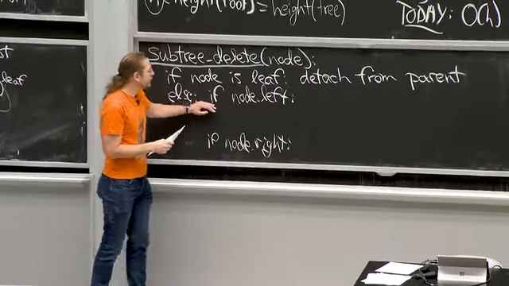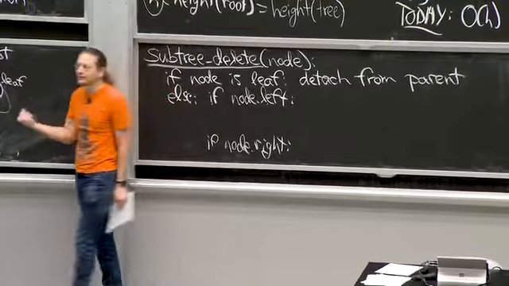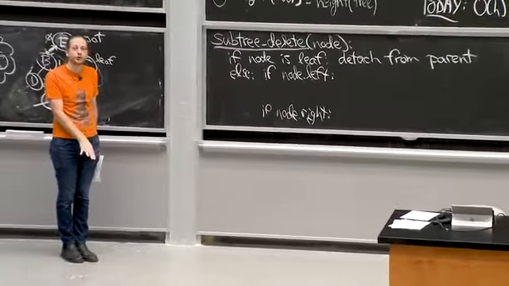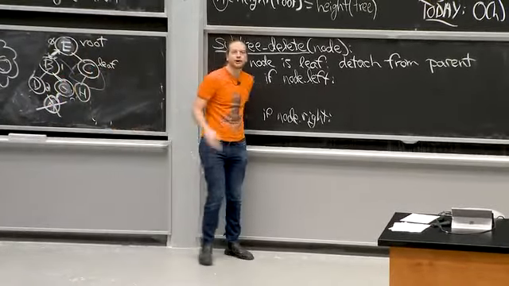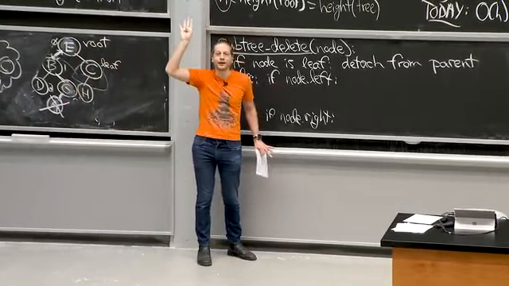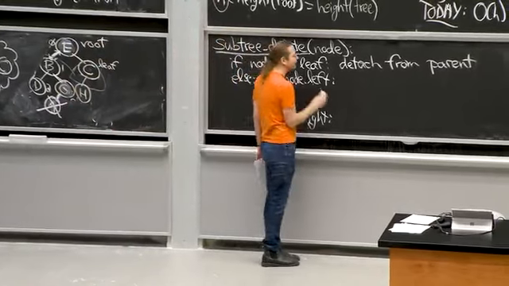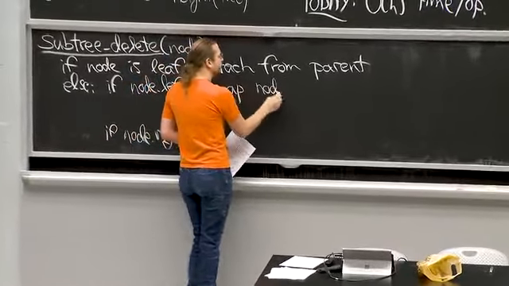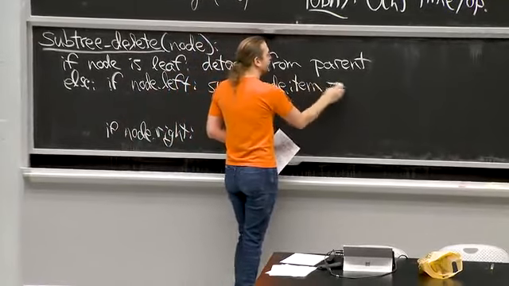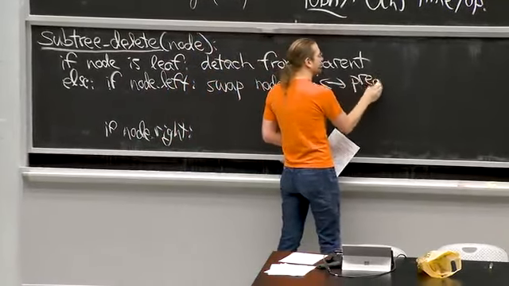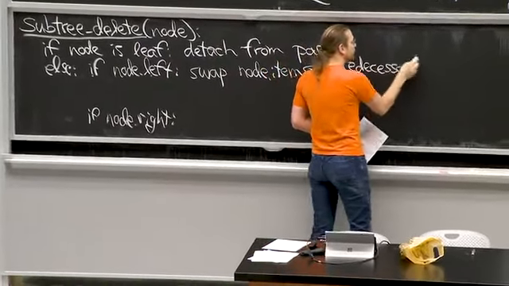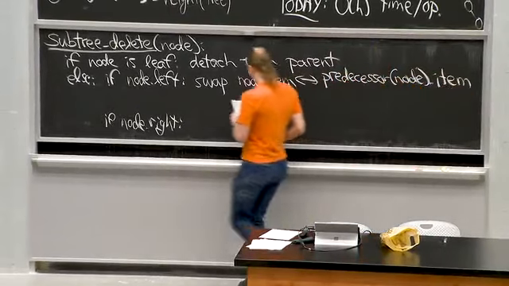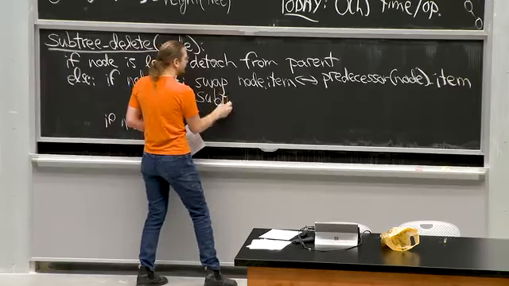So what do I do? If I have a left child, that guarantees to me that the node's predecessor is inside that left subtree, which means it's lower in the tree. If I didn't have a left child, the predecessor would actually be higher in the tree, and I don't want to go higher. So if I have a left child, I know the predecessor is lower. And so I'm going to swap my item, the contents of my node, with my predecessor's item, and then I'm going to recursively delete the predecessor.